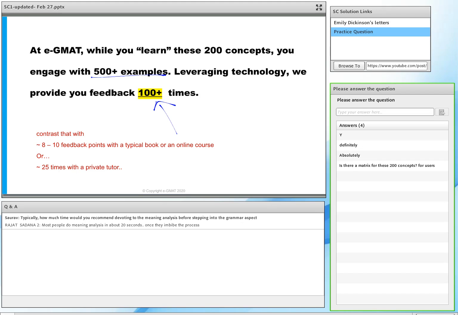Okay, is there a matrix for these 200 concepts? No, there isn't a matrix. Why? Because they're intertwined with sentence structures. If we just gave you the matrix, you'd probably limit yourself to that. We call it the core 200 concepts because these are the ones which are most often tested. And if you know these, there are a few others which are not as often tested, but you'd get to them because if you can master these 200, in fact, if you master the first 100, the other ones are logical derivations of those.